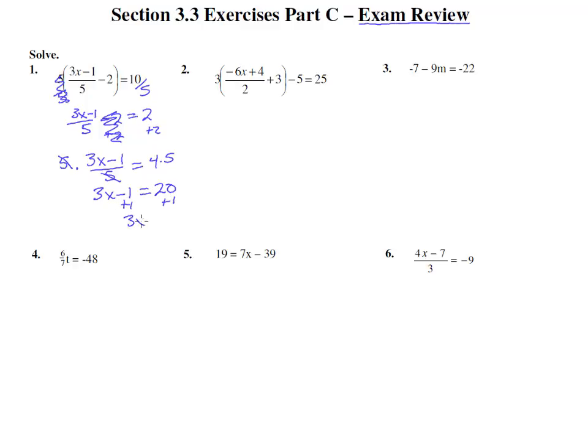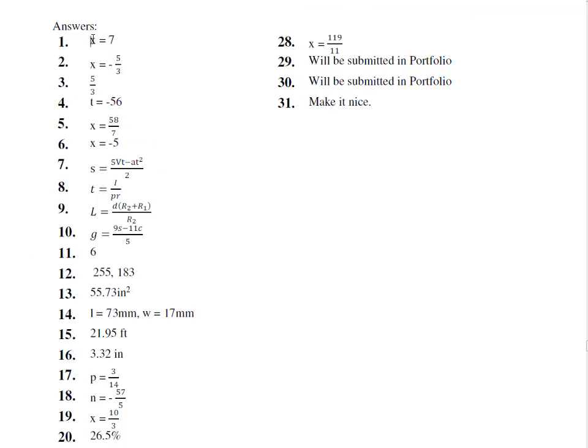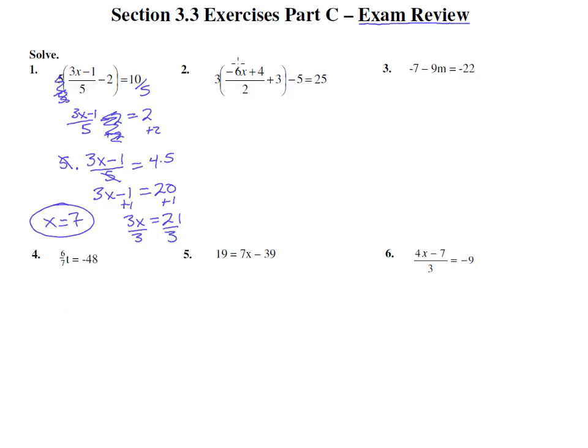With a plus 1 on both sides. We get 3x equals 21. Divide by 3 for our last step, and we get x equals 7. Let's check our answer and see if that's right. Number 1, x equals 7. All right, number 2. This one has just what we did in number 1, but a little bit more.